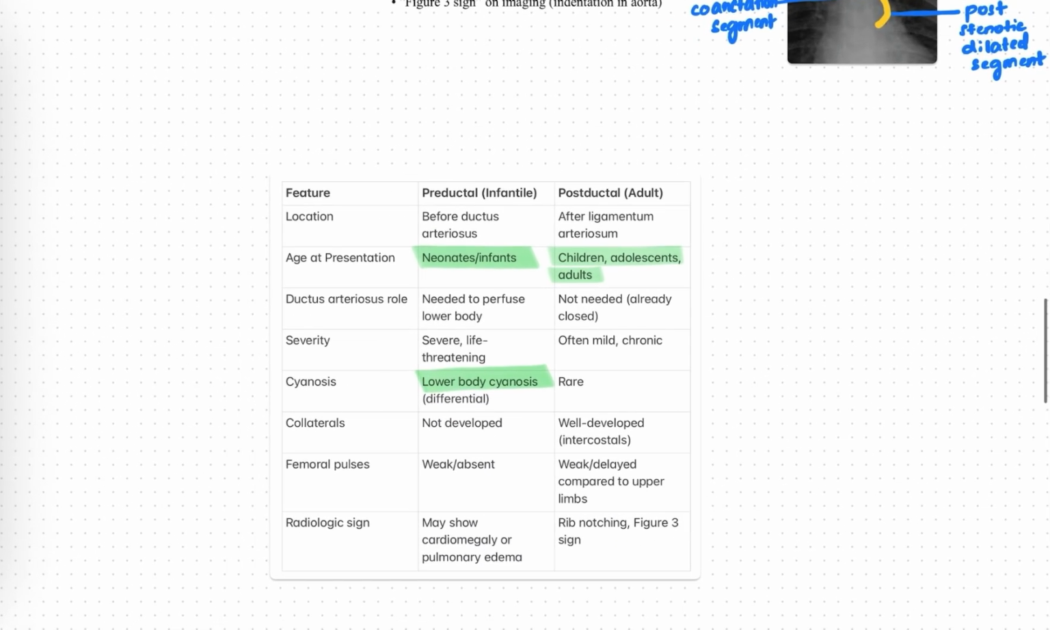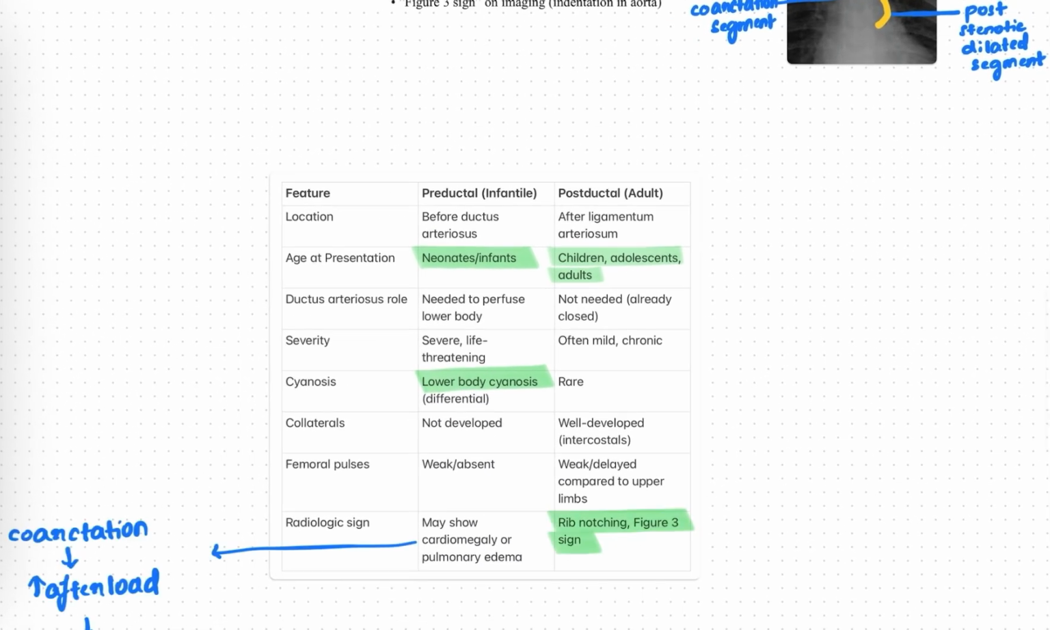So one thing we have to remember is how to differentiate between the preductal and the postductal. So preductal is infantile, postductal is adult. Preductal is before the ductus arteriosus, postductal is after the ligamentum arteriosum. Age of presentation: preductal, infants or neonates; postductal, children, adolescents or adults.